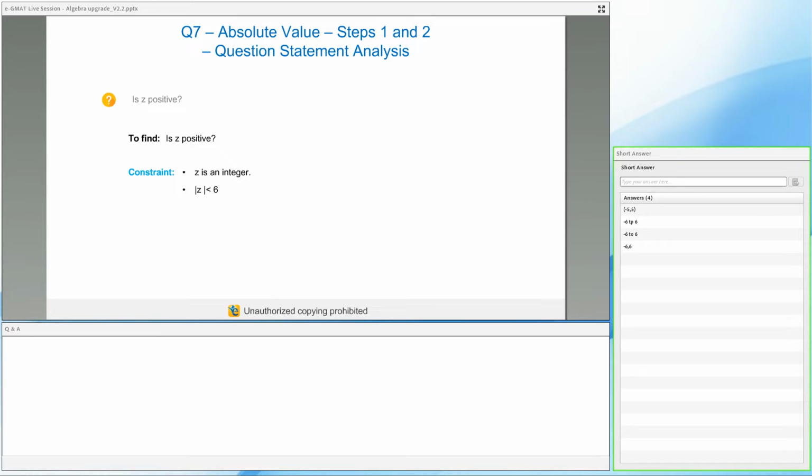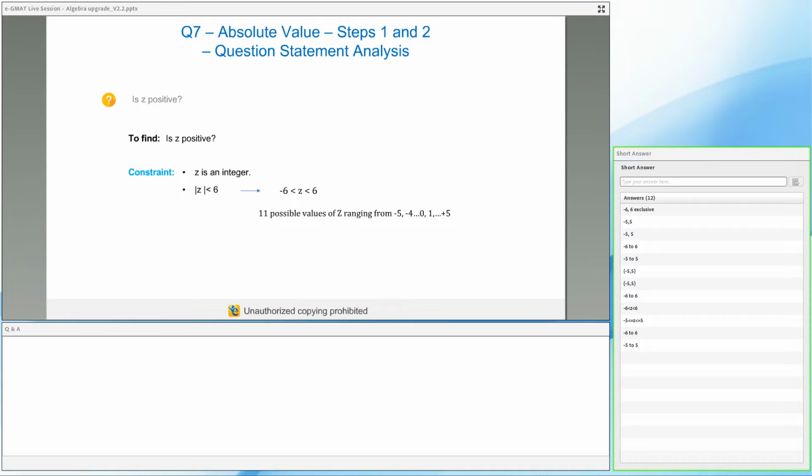We discussed this in the warm-up question, so all of you should be able to solve this. Mod of Z is less than 6, that means it is between -6 to +6. Absolutely good. Now since it's an integer, if I want, I can write down all the values. Obviously the values will be -5, -4, -3, -2, -1, 0, 1, 2, 3, 4, 5.